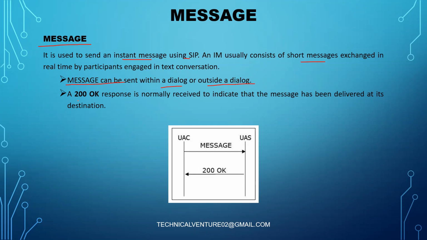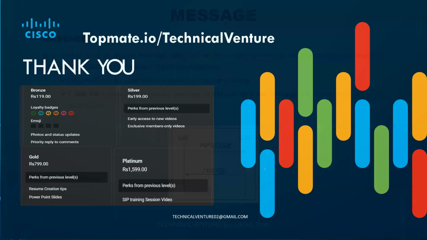And you will normally get a 200 OK response to indicate that the message has been delivered to the destination, like this one here. One message would be sent from the client to the server, and then there will be a 200 OK reply from the user agent server to the user agent client. So we have completed the extension methods of SIP as well now.